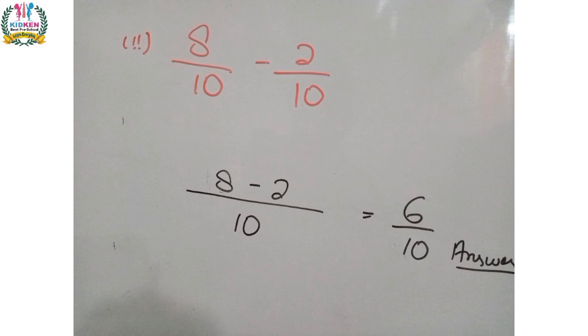Next part of this question is 8 upon 10 minus 2 upon 10. Again we take the denominator 10 as common and subtract the numerators, 8 minus 2. So 8 minus 2 is 6. So our solution is 6 upon 10.